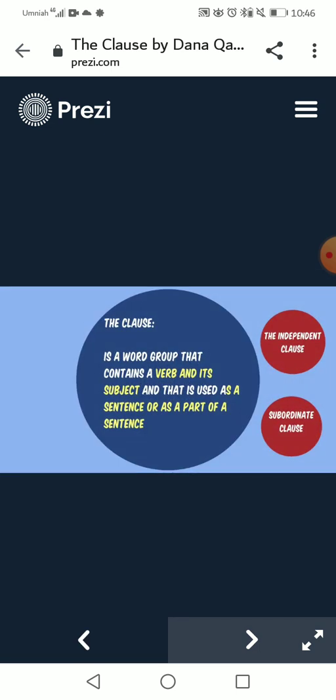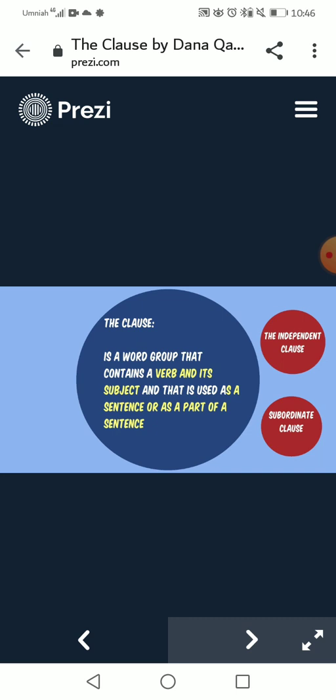Now, first things first, a clause is a word group that contains a verb and its subject, and that is used as a sentence or as a part of a sentence. So remember that it's a word group that contains a verb and a subject. Sometimes it is an independent clause, so we can use it as a sentence, and sometimes it's a subordinate clause or dependent clause, so it is a part of a sentence. What I said about independent and subordinate, they are types of clauses.